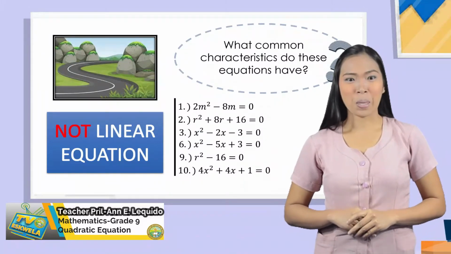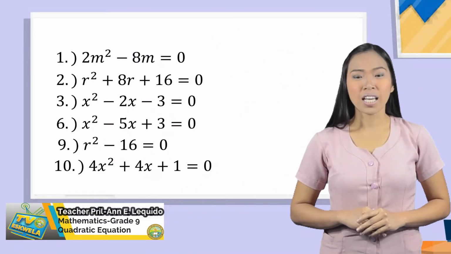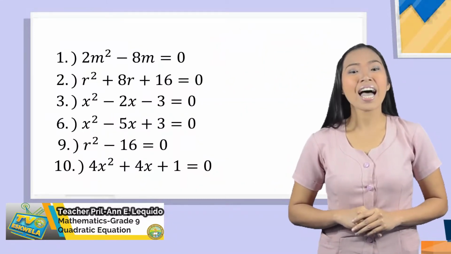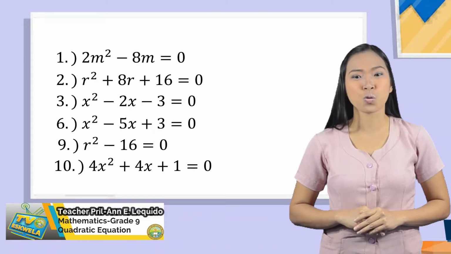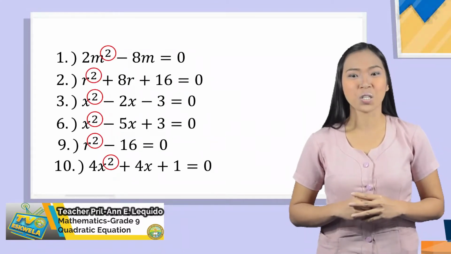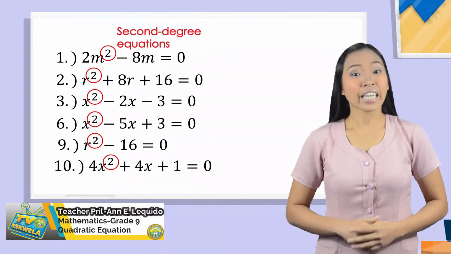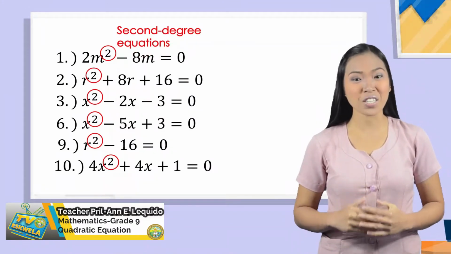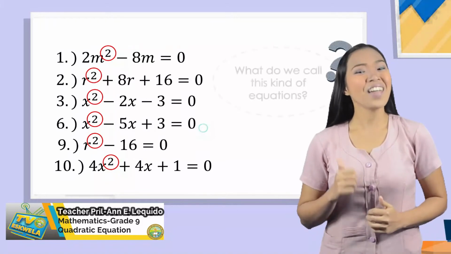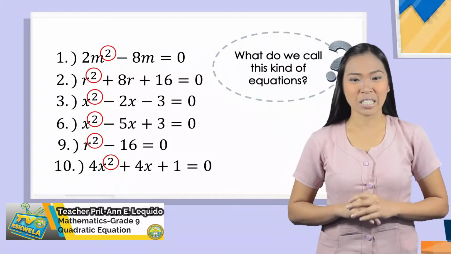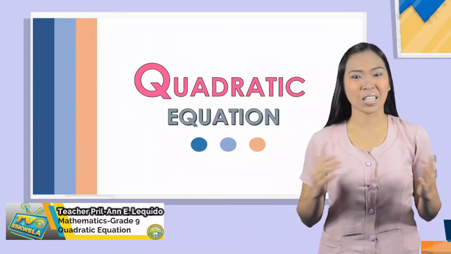Correct! Each variable of these equations has the highest exponent 2, or these are second-degree equations. Can you guess what kind of equation are these? Nice try! These are examples of quadratic equation.